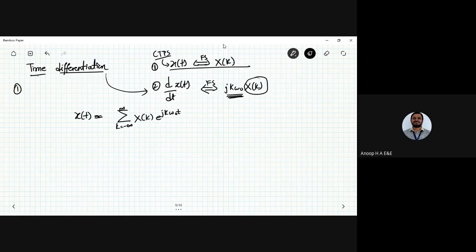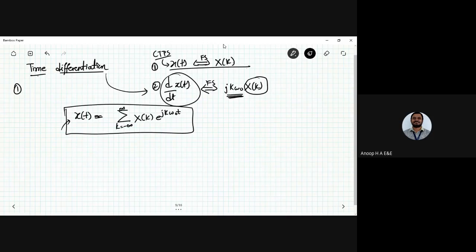Now, what do I need to do for the differentiation? I need to get d by dt of x of t. So to this equation, I'll be differentiating with respect to time. So let's differentiate. The summation is already there, from minus infinity to plus infinity, x of k, and d by dt of e power at.